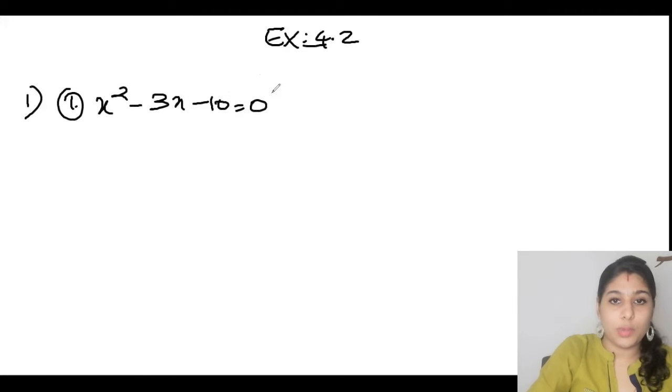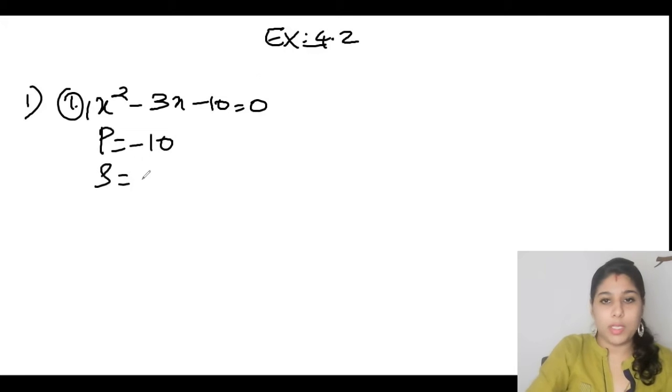So here the coefficient is 1. So directly the product should be minus 10 and the sum should be minus 3. So which can be the numbers? We can understand that 5 and 2 are the numbers, that is plus 5 and minus 2. So we can rearrange in this way: minus 2 and 5 are the numbers.